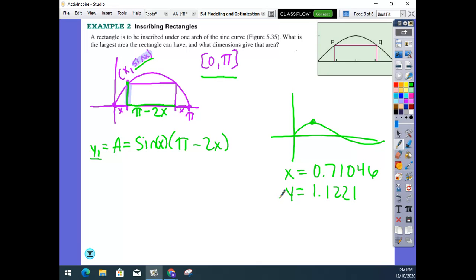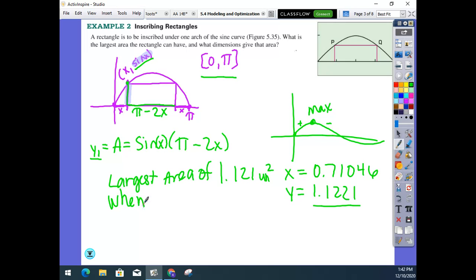We want to find, and what we also have to talk about is it's increasing and decreasing. So you can use your GDC, graphing display calculator, and show that this is a max. So I'd sketch this all out showing what you did. So we have the largest area of, and here's our area, 1.1221. And it doesn't have units, so we'll just say units squared.